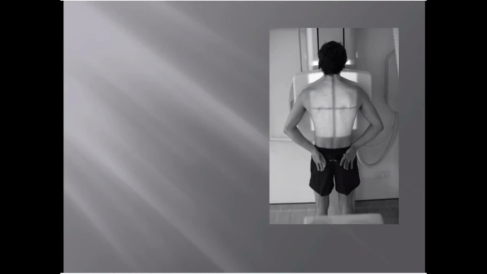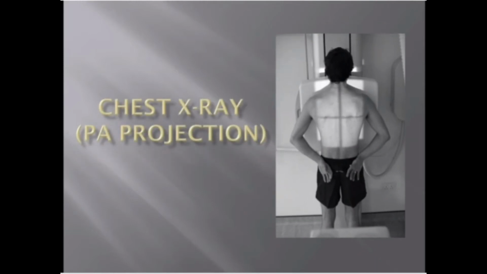Our topic is all about chest X-ray, PA projection. So first, what is projection? The term projection is defined as the path of the central ray as it exits the X-ray tube and goes through the patient to the IR or image receptor. Most projections are defined by the entrance and exit points in the body and are based on the anatomic position.